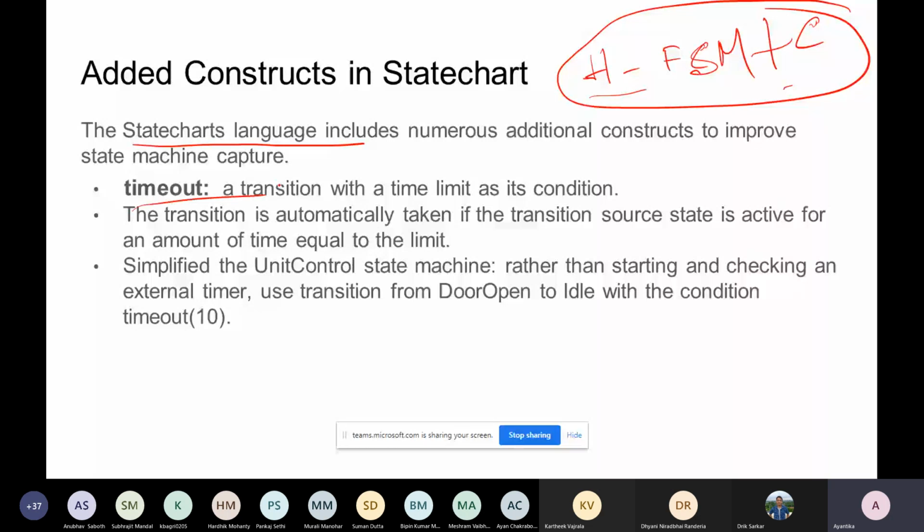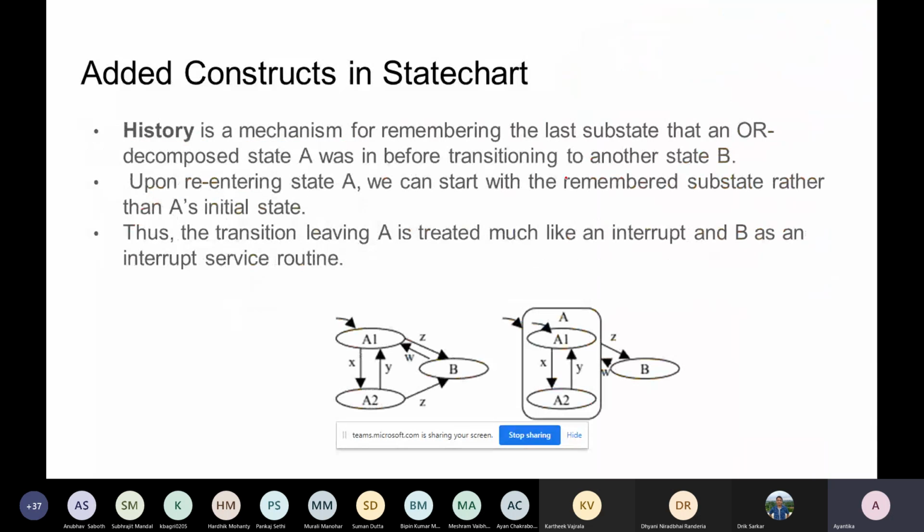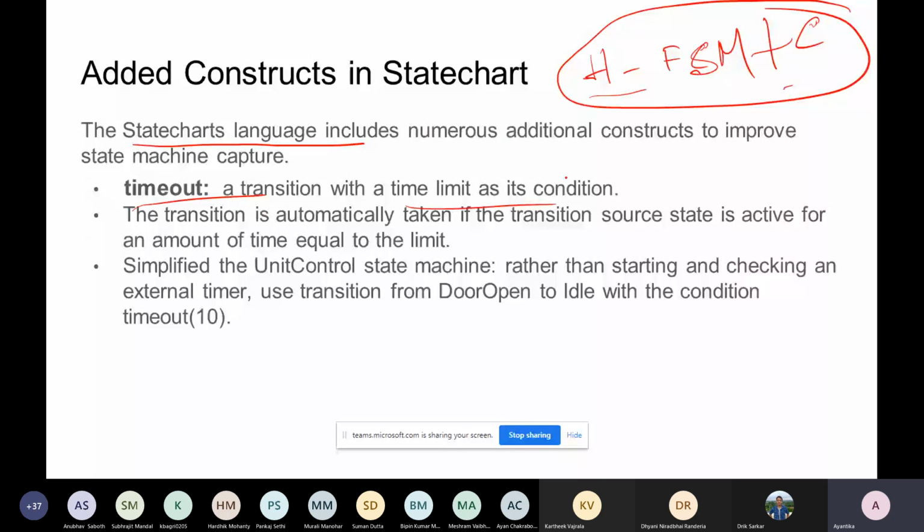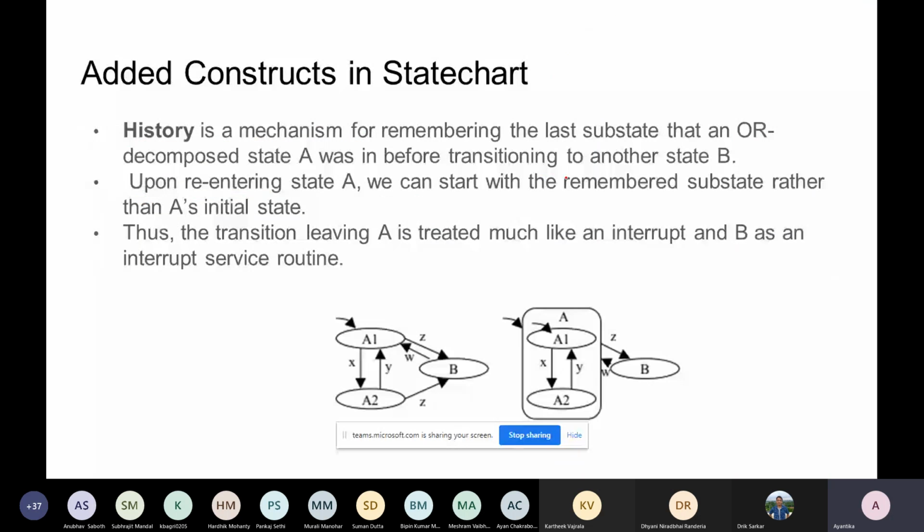One is timeout. Okay. So this is related to time limit. Another one is very important. I think timeout, from the name you can understand, is very easy to understand, so I'm not going into that. I'm going into the other construct that is very important, that is history. What do we mean by history?